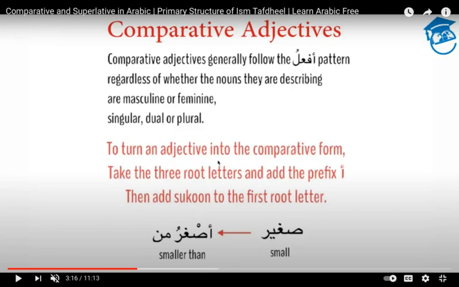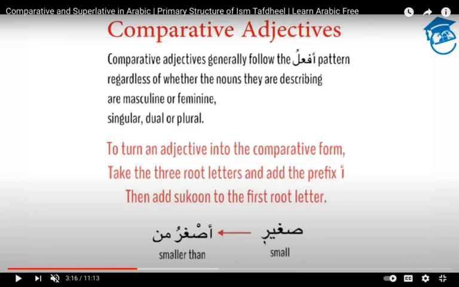To turn an adjective into the comparative form, take the three root letters, like I said, and add the prefix alif with hamza. Then add sukun to the first root letter. Example, I have صغير. صغير is an adjective, which means small. Now, if I wanted to make it اسم تفضيل, I would say أصغر. What did I do? I took the three-letter root, which means sad, ghain, and ra.